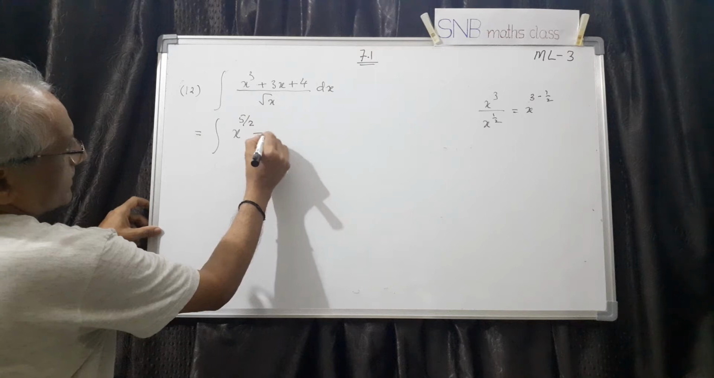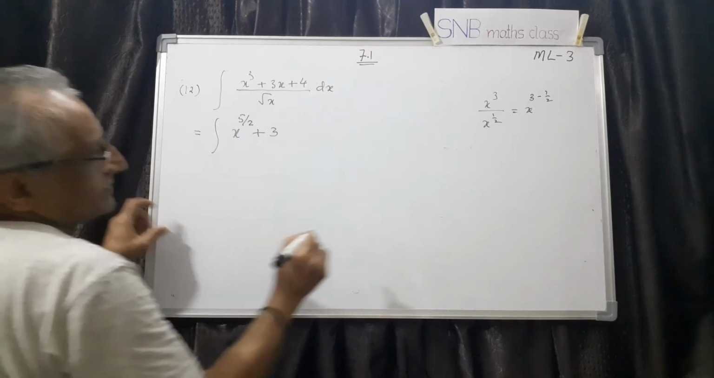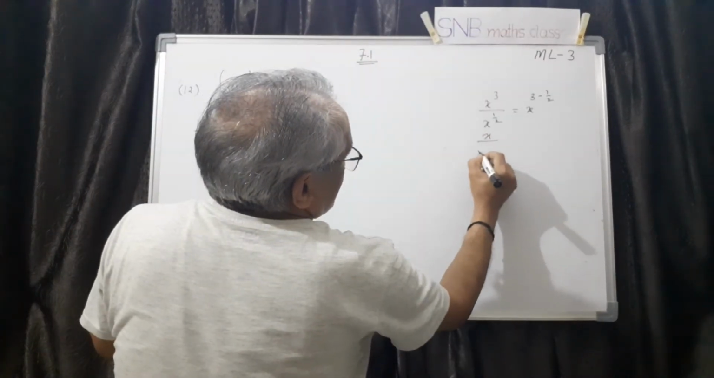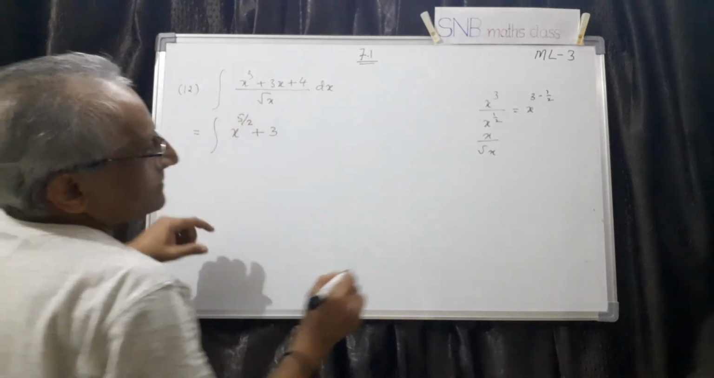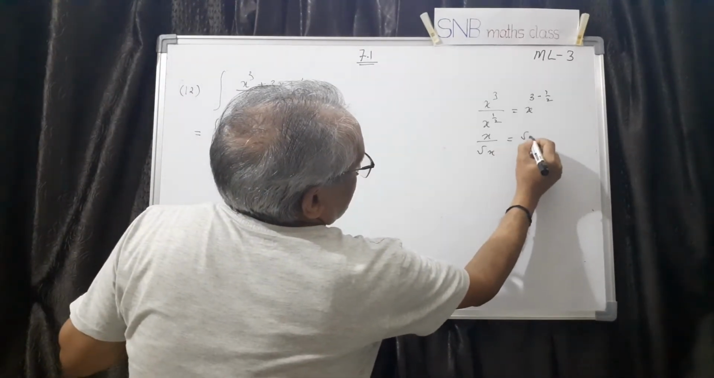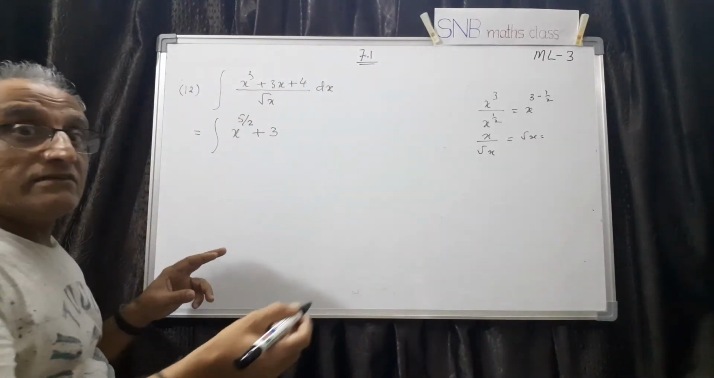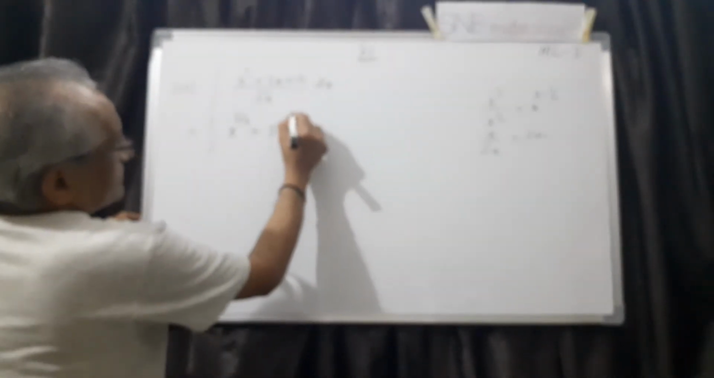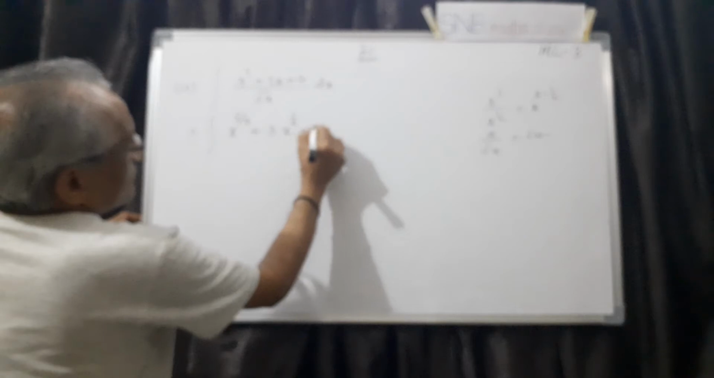This one plus 3. Split this one. See, x by root x will be the second one. This will be equal to root x. But root x should be written in the exponential form so that we can apply the formula. So this becomes x power half. Same thing once again.